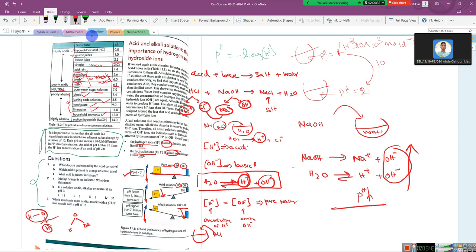So now if you divide the concentration by 10, the concentration of H plus is reducing by a factor of 10. Here in this case, H plus is equal to 10 power 3 mole decimeter minus 3. If you don't understand this point, you don't need to worry about that.